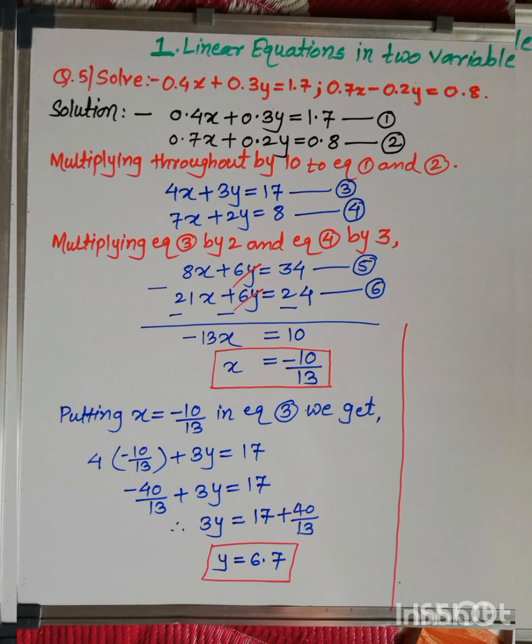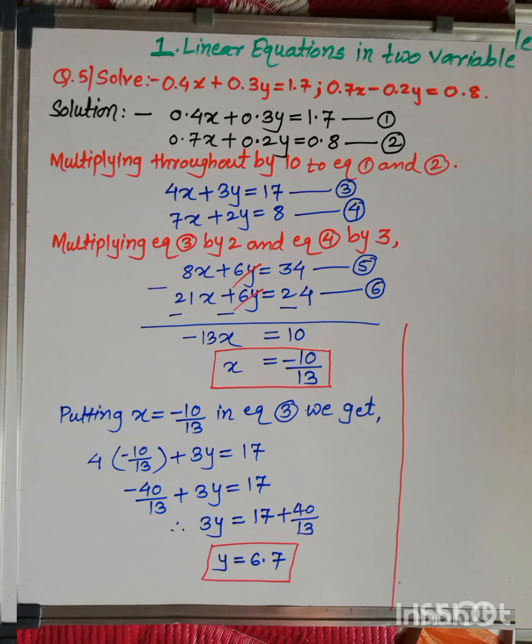Coming to the next question, question number 5. Solve 0.4x plus 0.3y is equal to 1.7 and 0.7x minus 0.2y is equal to 0.8. So here all these coefficients a1, a2, b1, b2 and c1, c2 are one decimal place numbers. So if we multiply both the equations by 10, then we get here 4x plus 3y is equal to 17 and 7x plus 2y is equal to 8.